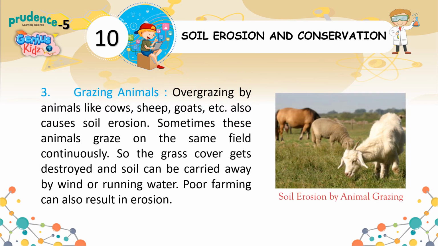3. Grazing animals. Overgrazing by animals like cows, sheep, goats, etc. also causes soil erosion. Sometimes these animals graze on the same field continuously. So the grass cover gets destroyed and soil can be carried away by wind or running water. Poor farming can also result in erosion.